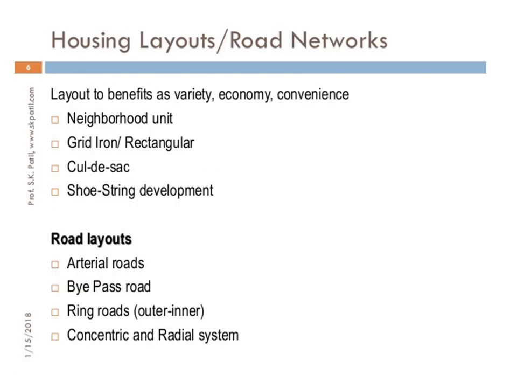Next is housing layout and public road network. The layout should benefit the variety, such as economy and convenience for the neighborhood unit, and may be in the form of a gridiron pattern or by providing cul-de-sacs and shoestring development. Therefore the road layouts are in the form of arterial roads, bypass roads, ring roads, and concentric and radial system types.